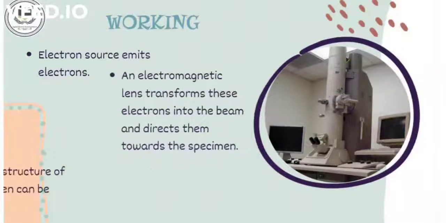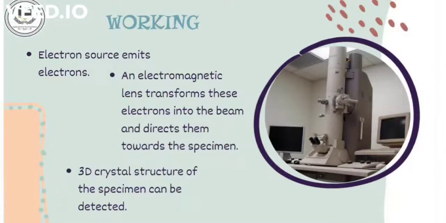Working of TEM. Electrons are emitted from an electron source at the microscope's top and pass through a vacuum in the microscope's column. The electrons are focused using magnetic lenses into a very narrow beam, which is then guided onto the object of interest. After passing through the object, the electrons collide with a detector.